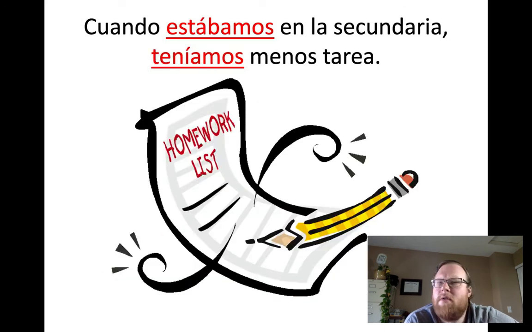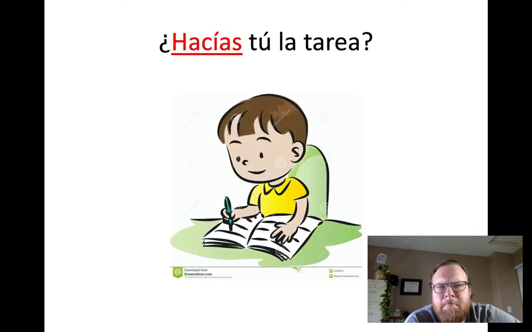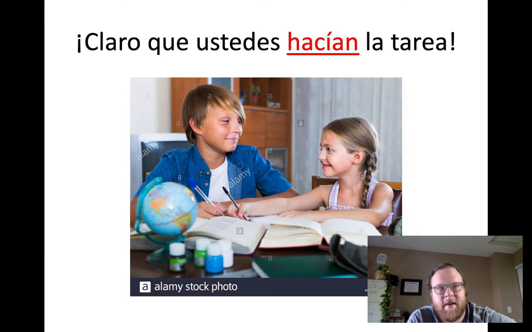O cuando estábamos en la secundaria teníamos menos tarea. Eso definitivamente sí. O aquí, el niño rebelde nunca hacía la tarea. ¿Hacías tú la tarea? So are we seeing a pattern here? Or actually two patterns, I should say. Claro que ustedes hacían la tarea.